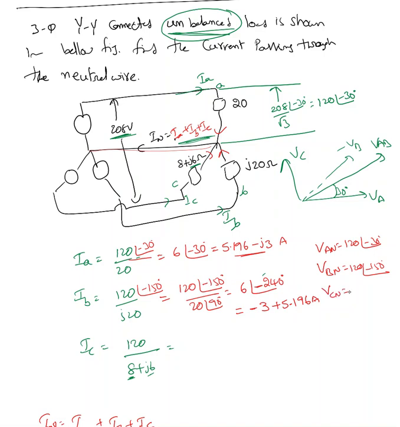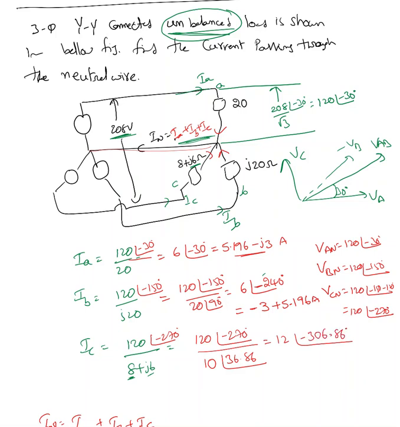Now I have VAN and VBN. What is VCN? VCN must be 120 at an angle of minus 150 minus 120, which is nothing but 120 at an angle of minus 270 degrees. So 120 at an angle of minus 270 divided by 8 plus j6 is nothing but 10 at an angle of 36.86, which is 12 at an angle of minus 306.86 degrees. When I convert this into rectangular format, that value is 7.2 plus j9.6.